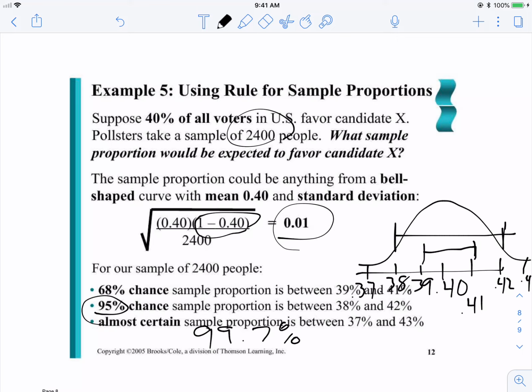Now, we're kind of working backwards here because we knew what that population value was. We knew 40% of all voters favored this candidate, and that's not usually true. We don't typically know the population value before our sample value. So that's what we'll be working towards in the next couple days: to use that sample value to hopefully get some perspective about how accurate that population value is.